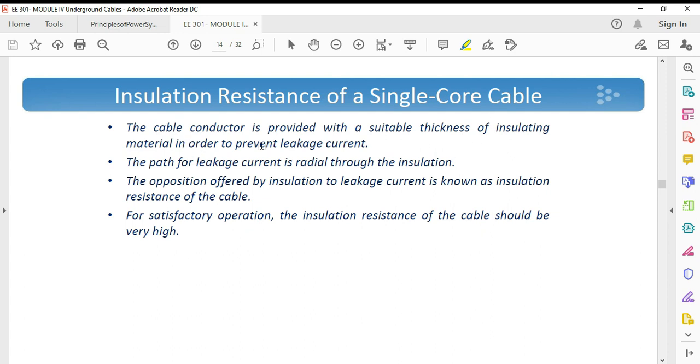A cable conductor is provided with a suitable thickness of insulating material in order to prevent leakage current. The path for leakage current is radial through the insulation. The opposition offered by the insulation to leakage current is known as the insulation resistance of the cable. So, for satisfactory operation, the insulation resistance of the cable should be very high.